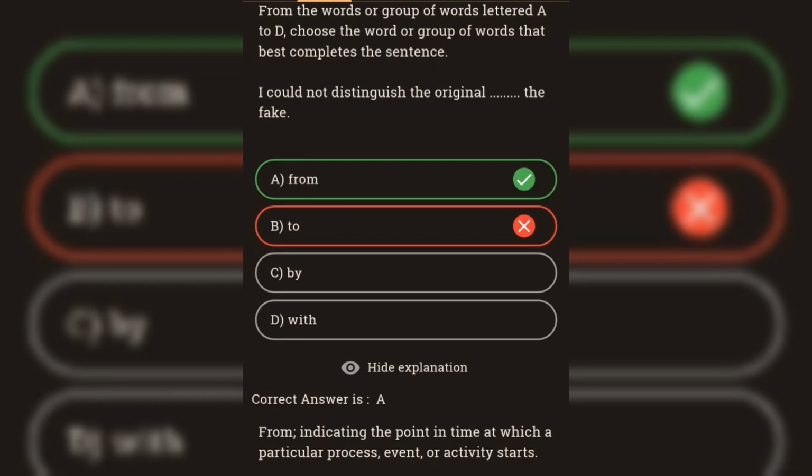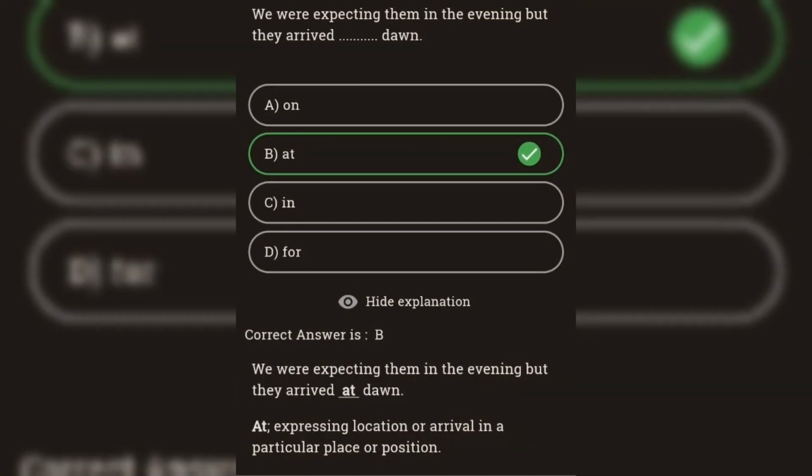Okay, another example. We were expecting them in the evening, but they arrived at dawn. That is exactly at dawn they arrived. So you cannot say they arrived on dawn, in dawn, or for dawn, but they arrived at dawn. Remember, the preposition at is a preposition of time. It indicates that a particular action took place at a particular time. At is expressing location or arrival in a particular place or position. However, here at is a preposition of time indicating the exact time that they arrived.